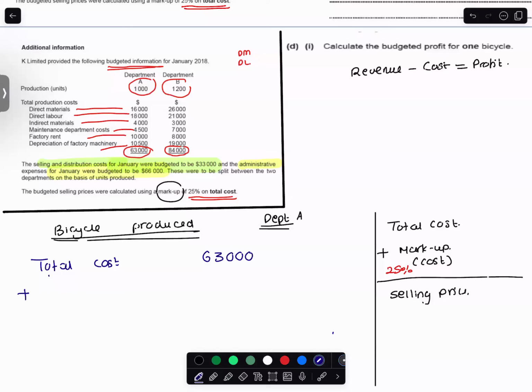How about the selling and distribution? They should be apportioned on the basis of units produced. So selling and distribution should also go, and administration should also go to the total cost, because now I'm talking about the main selling price or main cost.